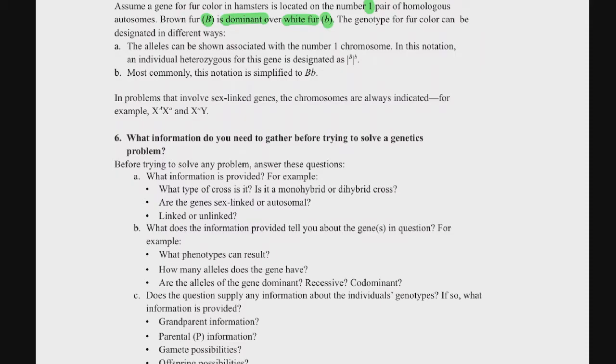The alleles can be shown associated with the number one chromosome in this notation. So you can also see here that these alleles can be written where these lines are basically indicative of chromosomes, kind of how I've been writing it like this. It's supposed to be a B, but I'm using a highlighter. But it's usually, we're seeing it like this. That's normally how we see it and how we've been using it.